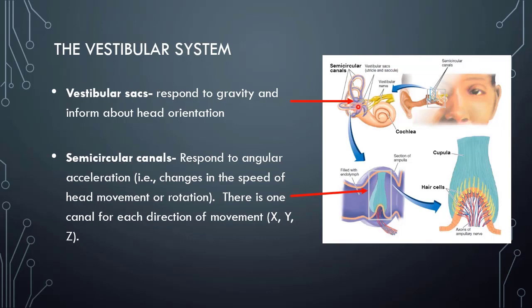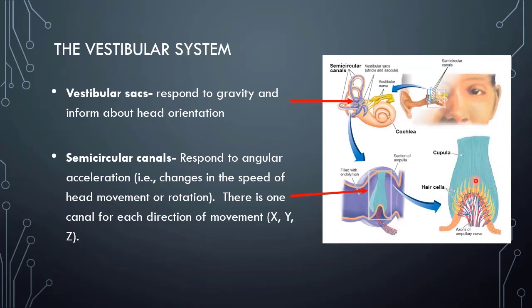And so you can see that we have a semicircle that goes in almost like an X direction. We have one that would go in kind of like a Y direction and another one in a Z direction. And actually, the mechanism for both the vestibular sacs as well as the semicircular canals is pretty much the same, where they both have a set of really long cilia-like things that group together in what we call a cupula.